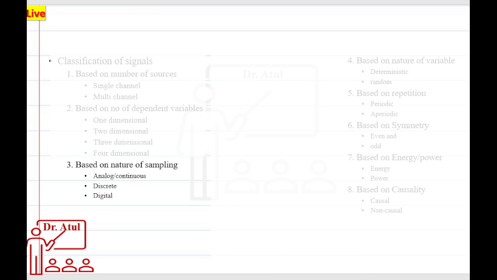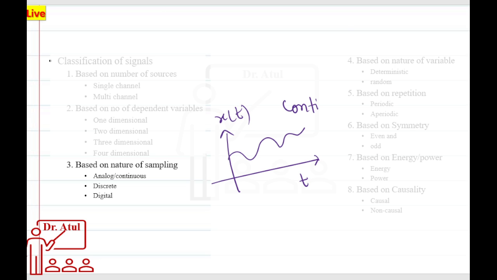Next one is based on nature of sampling. Sampling is always there, because any signal is available only because of the sampling. If the sampling of the signal is continuous in time, if the data of the signal is observed continuously, then that is a continuous signal, or analog signal.